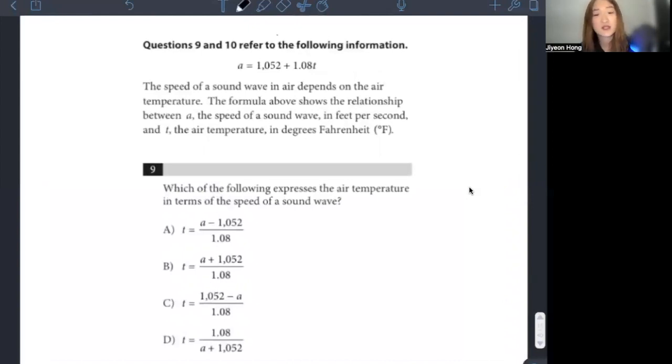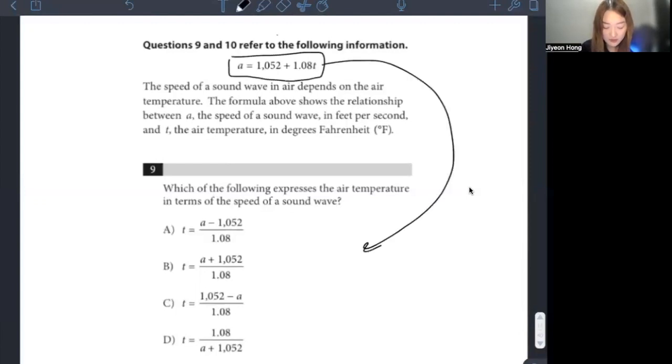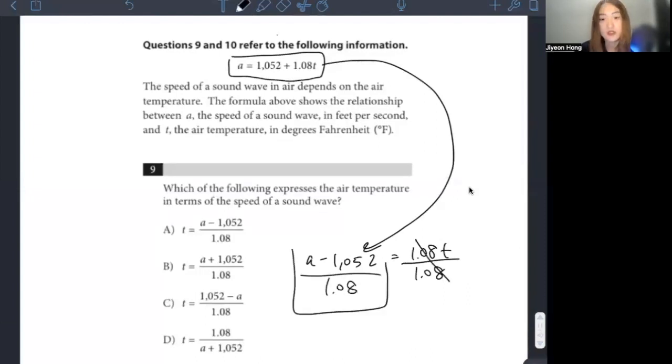So for these questions, you could be figuring out what is air temperature, what is speed of a sound wave. But if you look at the answer choices, it's simply asking what T is equal to, given the equation. So I'm going to take this equation and solve for T. That's all I'm doing. We subtract 1052, so we get A minus 1052 is equal to 1.08 T. And to solve for T, we're going to divide, and this is what T is equal to.